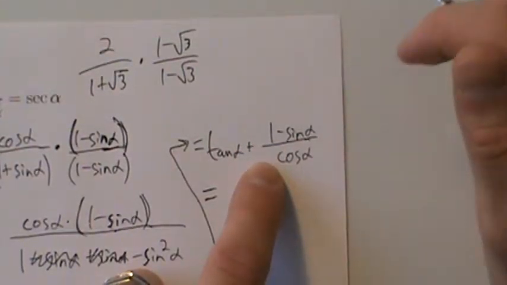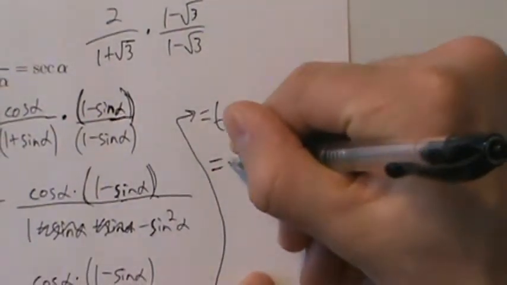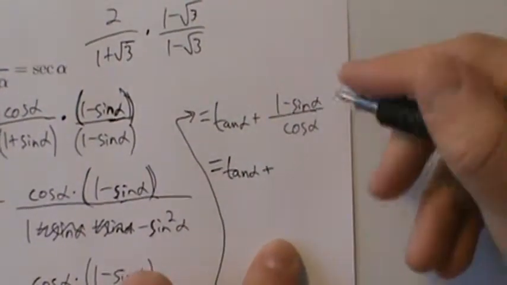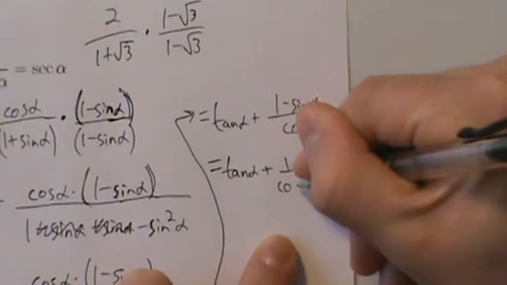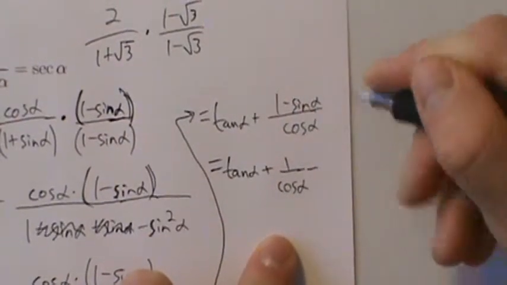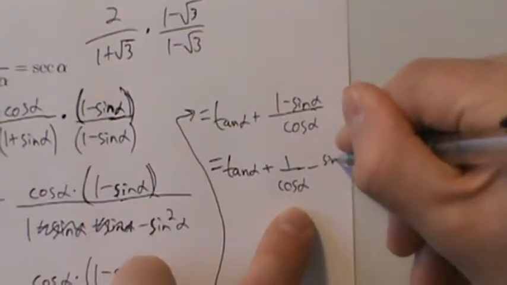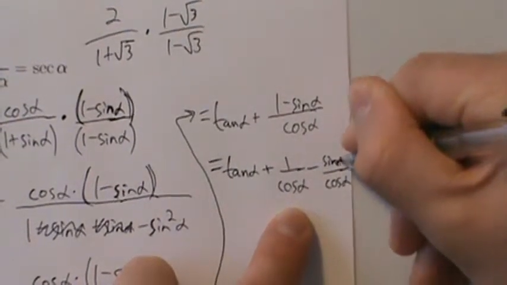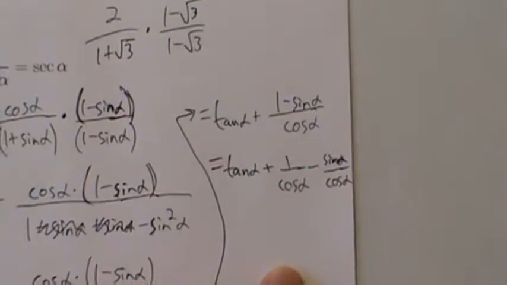That's actually not a bad idea, but since we already started this other way here, so tangent of alpha, we already started talking about it anyway. So tangent of alpha plus 1 over cosine of alpha minus sine of alpha over cosine of alpha. Okay. So now we have that. Let's zoom in a little more now.